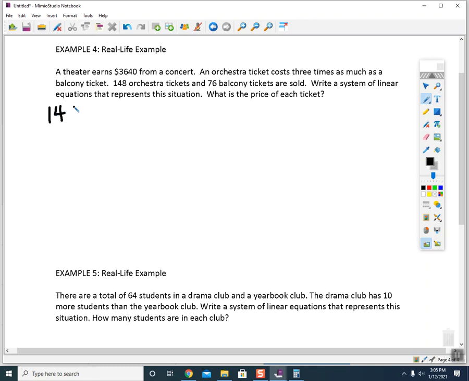So 148 orchestra tickets times however much money an orchestra ticket is, plus 76 balcony tickets times however much money those are, needs to equal 3,640. Okay, the other piece of information that I'm given is that an orchestra ticket costs 3 times as much as a balcony ticket. So that means x, my orchestra ticket, is going to be 3 times y.